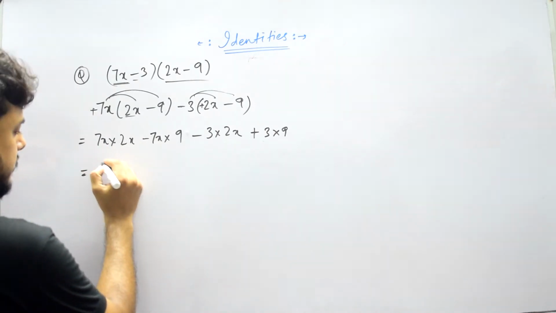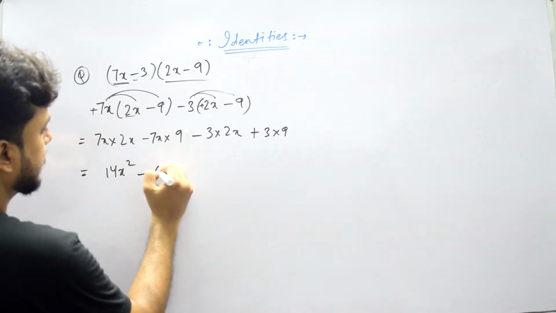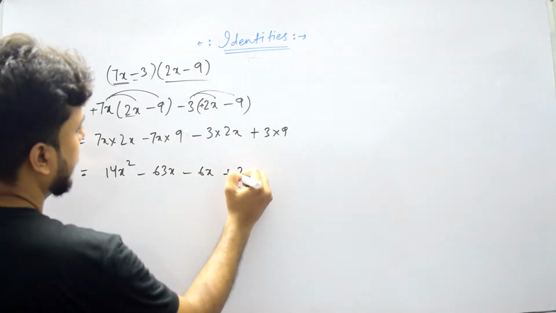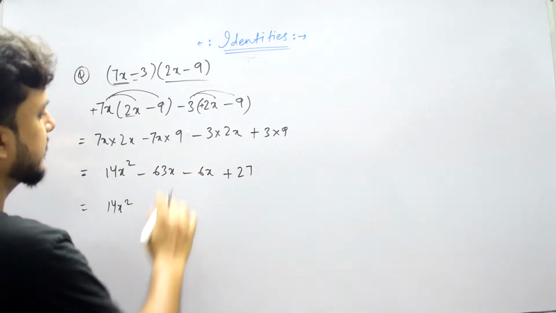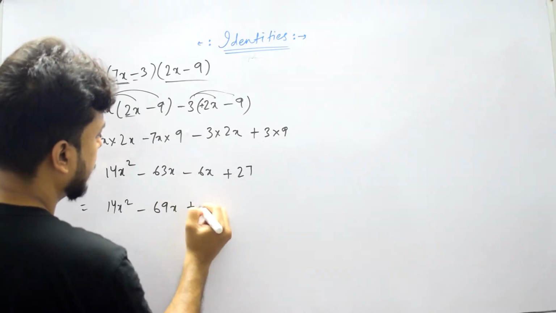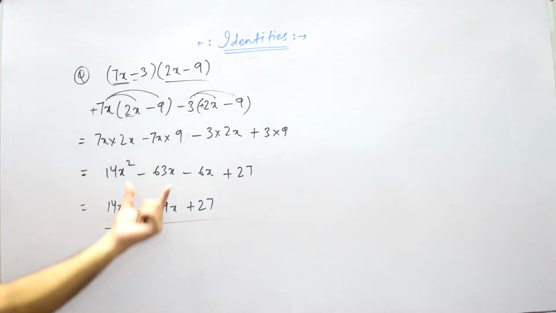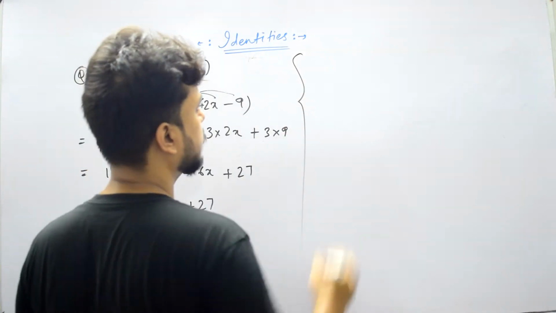Now first 7 into 2 is 14x square, minus 7 into 9 is 63x, minus 3 into 2 is 6x, plus 9 into 3 is 27. Now 14x square, minus 63x minus 6x, the addition of negatives will be negative, so minus 69x plus 27. Okay, so this is my answer. Understood?